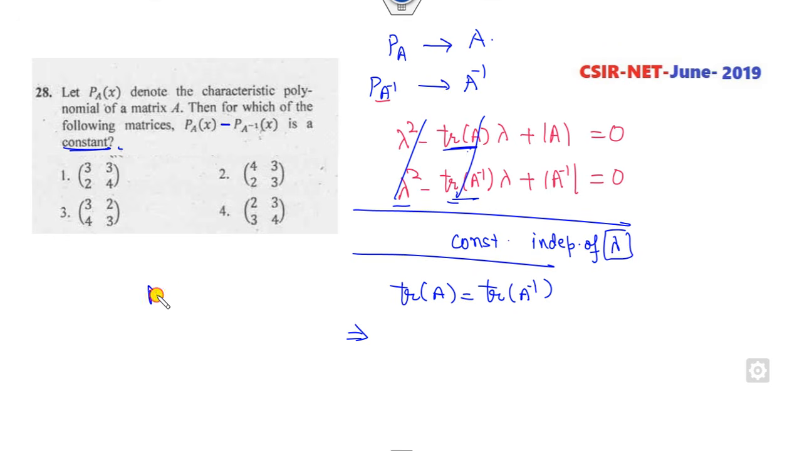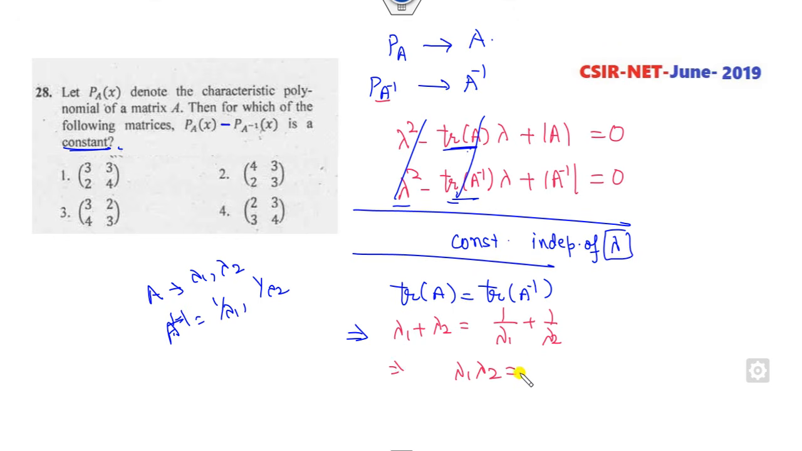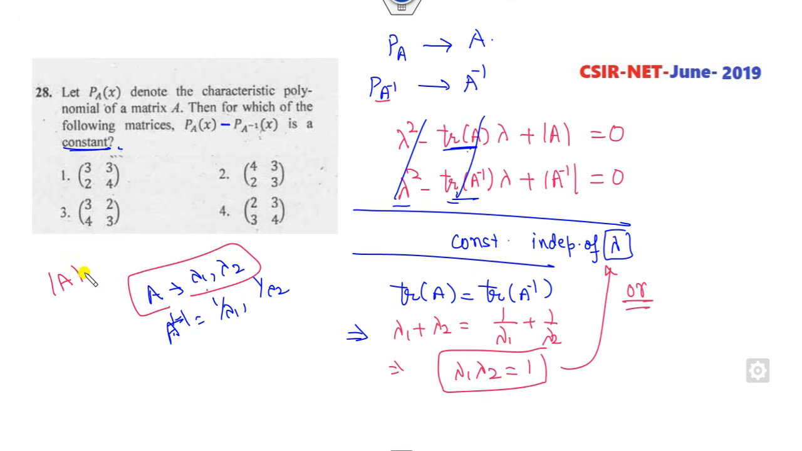If I consider A has the eigenvalues lambda 1 and lambda 2, what are the A inverse eigenvalues? 1 over this, 1 over this. So what is the trace of this? Here, if you take the LCM, what is the meaning of that? This will be 1. Or you can say, if A has the eigenvalues, the product of them is 1. That means the determinant will be 1. So check about the 4 options whose determinant will be 1.